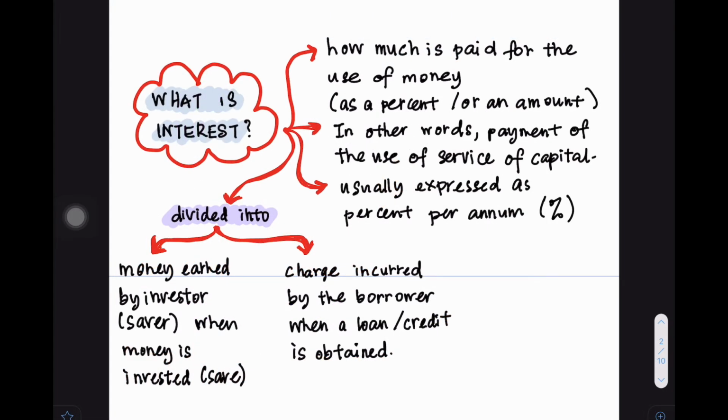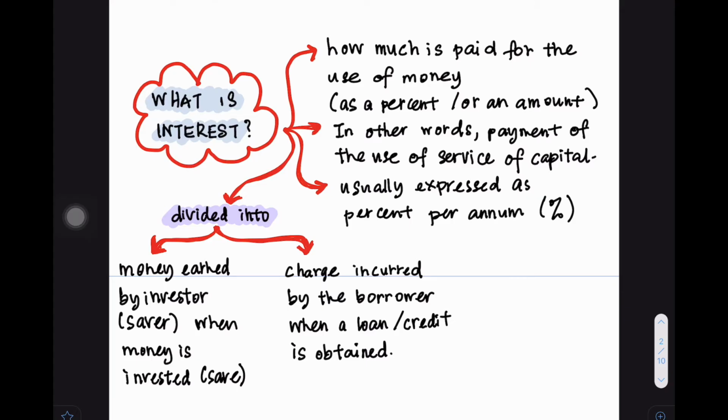Let's see the definition of interest. So what is interest? Interest is how much is paid for the use of money. So it is about the fee that you pay on an amount of money, whether it's borrowed or invested. Okay, so berapa banyak yang you bayar untuk certain amount of money, sama ada awak pinjam ataupun awak melabur.